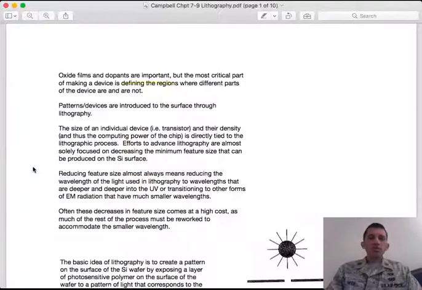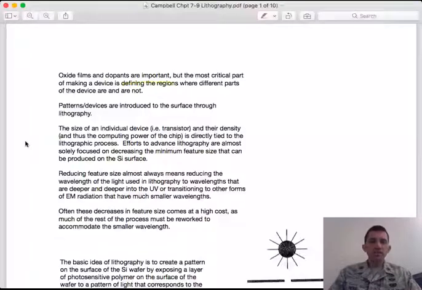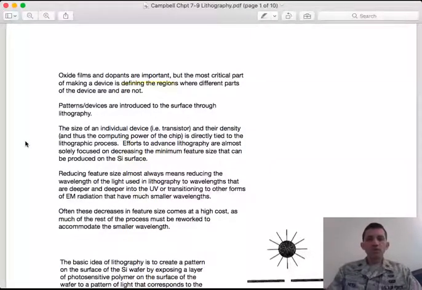What you're doing is you're making many devices. But to define the regions, to encode that information of where certain regions will be oxidized or doped with impurities, you need to cover up the areas that you don't want to be exposed and expose the areas where you do. And so photolithography is the process of encoding that information in the surface.